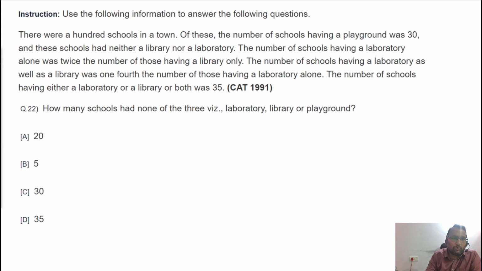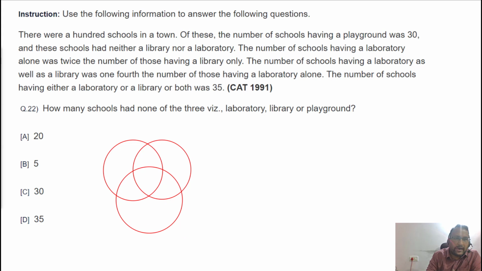So hold on. So what we will do is, let's draw the Venn diagram over here, and this portion is none. So this circle is for the schools which are having playground. This is for library and this is for laboratory. Total 100 schools are there. The number of schools having playground is 30. The value of this circle is equal to 30.